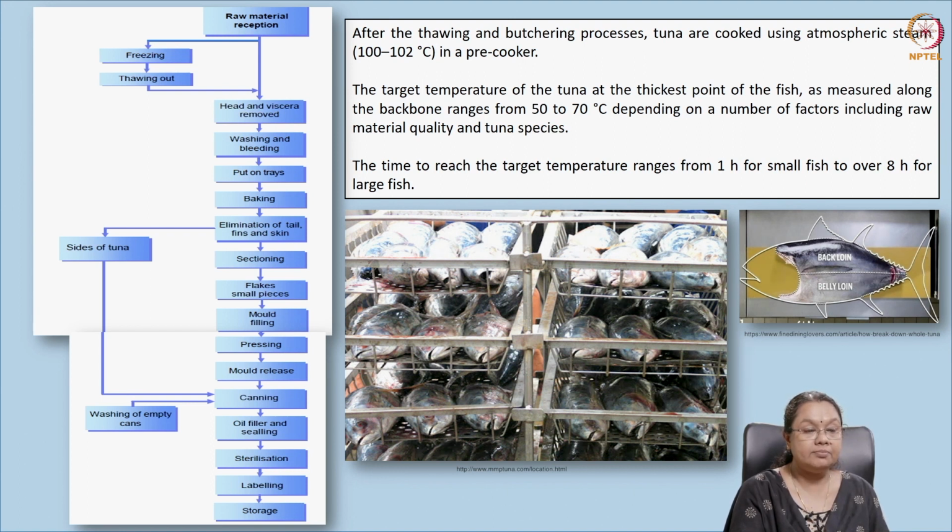After thawing and the butchering process, tuna is cooked using atmospheric steam, and it is generally done at 100 to 102 degrees centigrade.